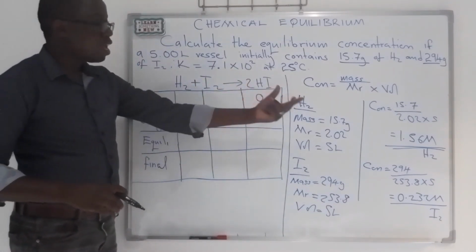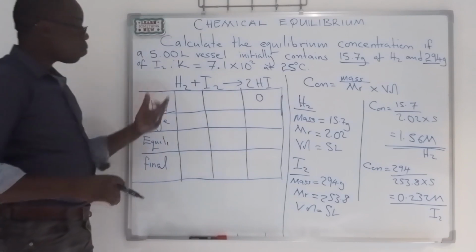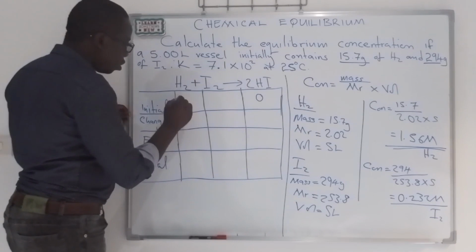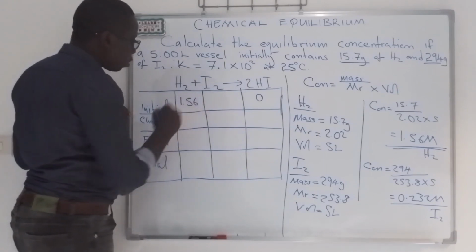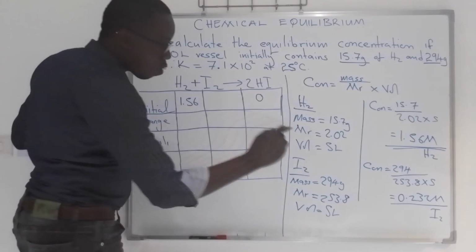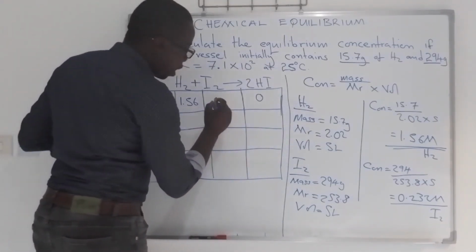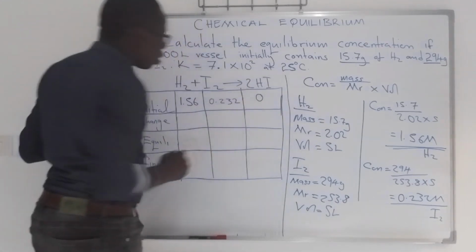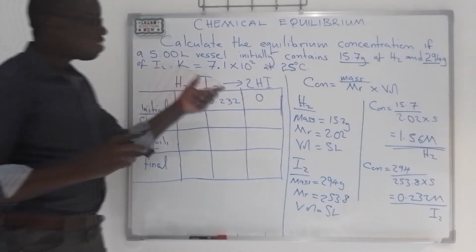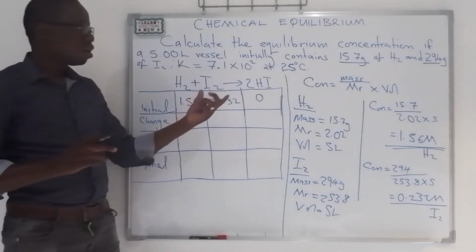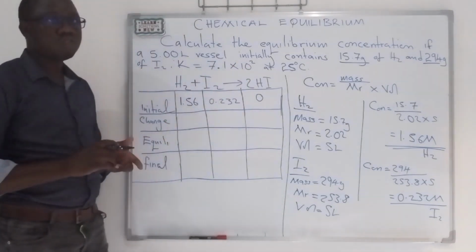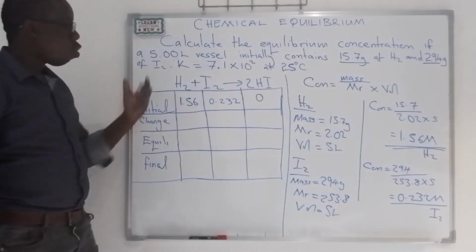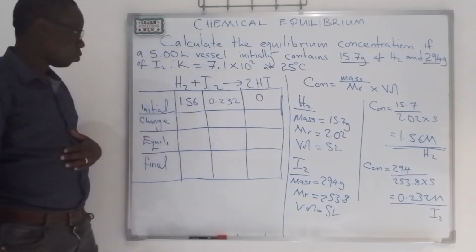After we know the initial concentrations, we can put them on our table. So for hydrogen, we have 1.56 as the initial concentration, while for iodine, we have 0.232. Remember, when this reaction is starting, the product is not present, so the concentration of the product will not be there.